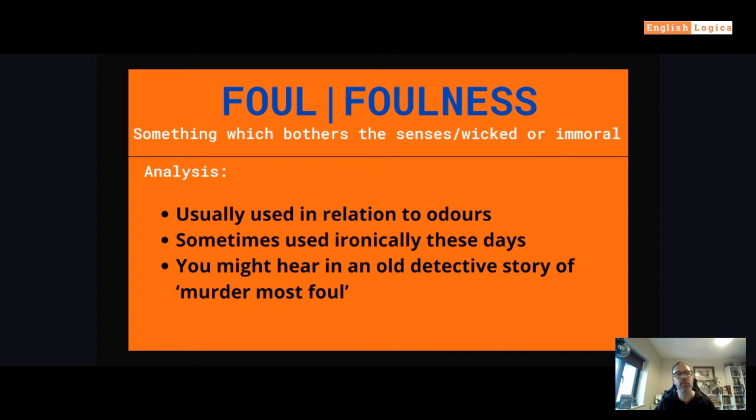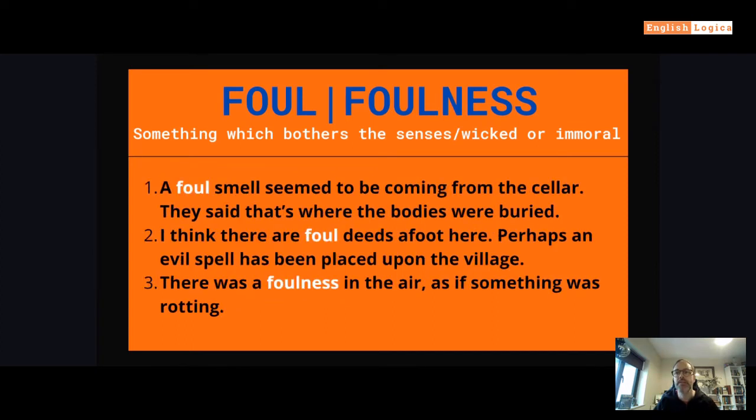So you might have picked up so far that these words don't necessarily relate to ugliness physically, in the face or in the body or whatever, but it's about behavior or smells or things that are just a bit horrible. Okay, so there's a theme of ugliness, everything. So example 1 then, a foul smell seemed to be coming from the cellar. They said that's where the bodies were buried. Example 2, I think there are foul deeds afoot here. Perhaps an evil spell has been placed upon the village. So you see there's a bit of archaic language or archaic usage there.